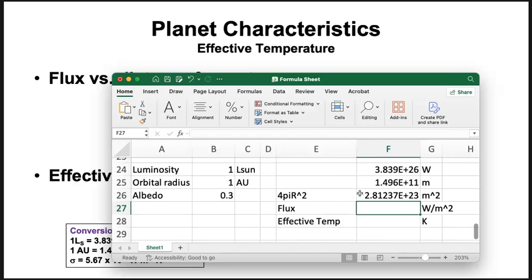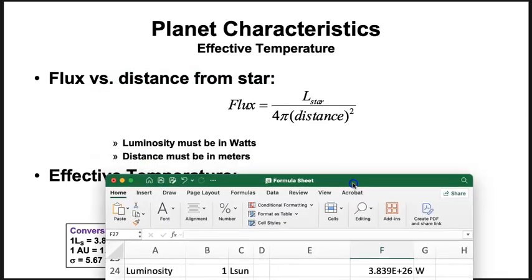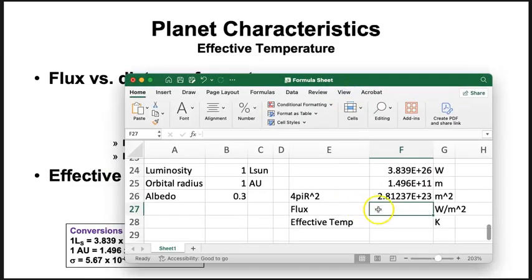Okay, so that'll determine the surface area of the bubble over which the luminosity is being spread as it travels away from the star, and therefore the flux is just luminosity divided by 4 pi r squared. So the flux equals luminosity divided by this thing we just calculated. All right, so the flux of sunlight shining on the Earth, since we put the luminosity in for the Sun and the orbital distance for the Earth, is 1,365 watts per square meter.